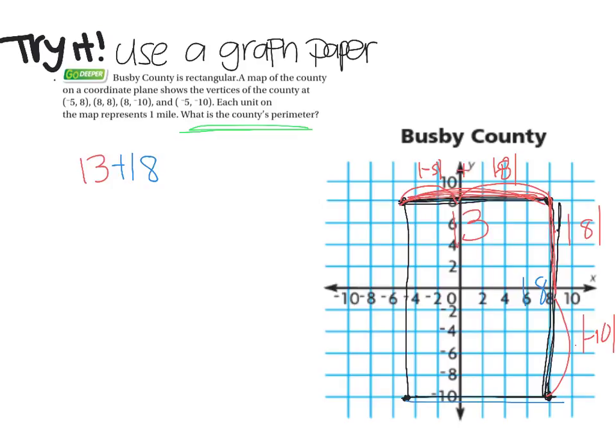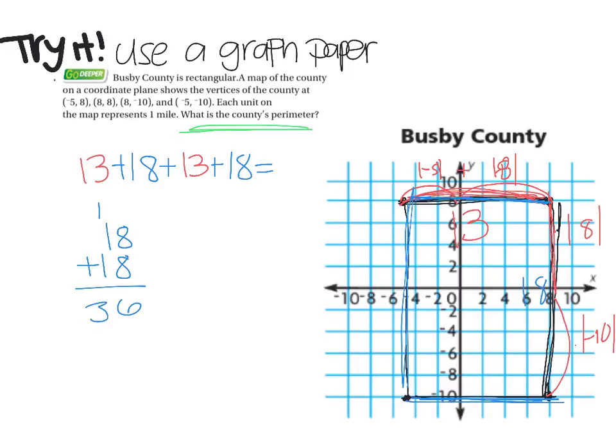Now I know that these are the same length, so I know that this is going to match this length up here, so it'll be another 13. Let me switch and do that in red. And then this other side will match the other, and so that will be another 18. And then I just need to add those up. 18 plus 18 should be 36. And I know 13 plus 13 is 26. So that would give me 62. So it is 62 miles.